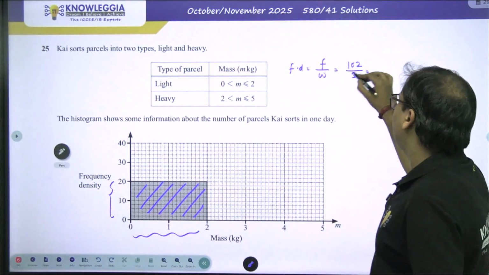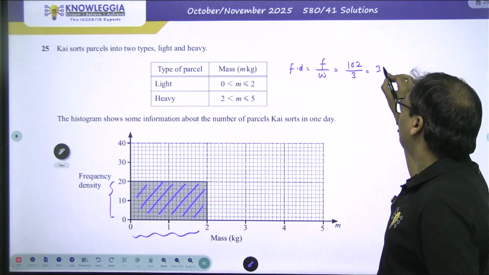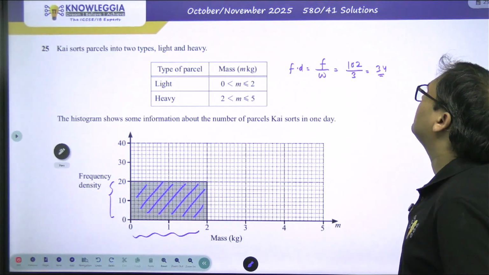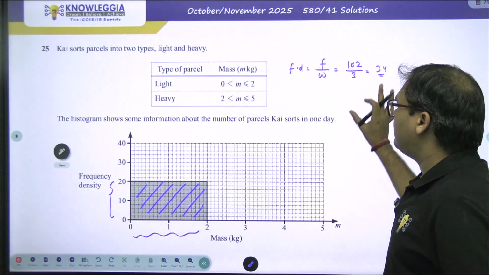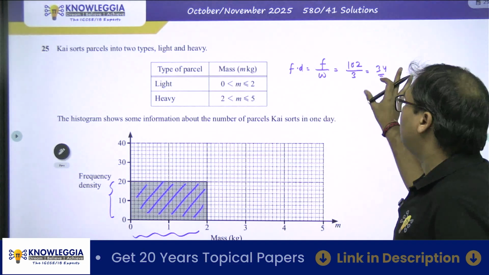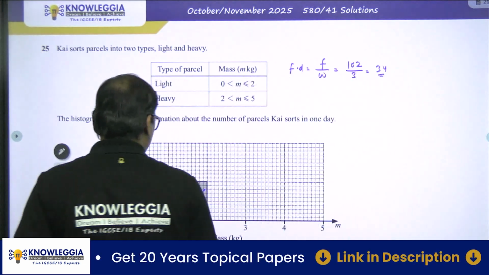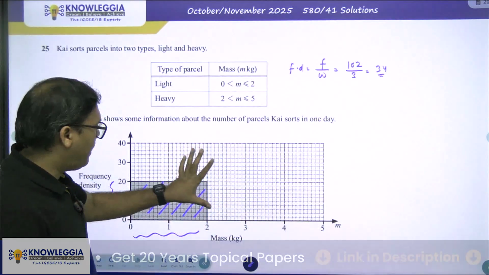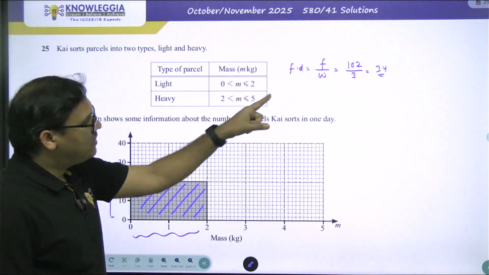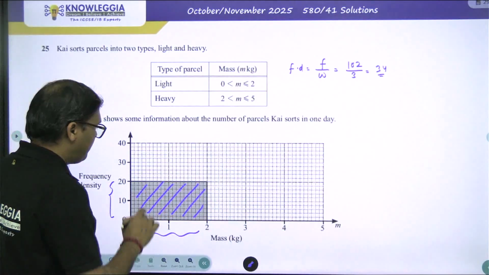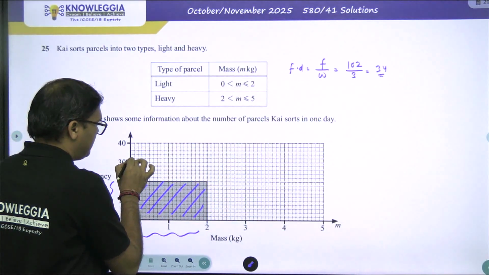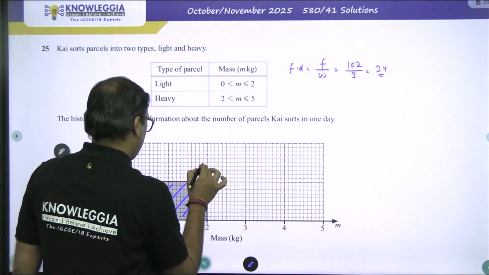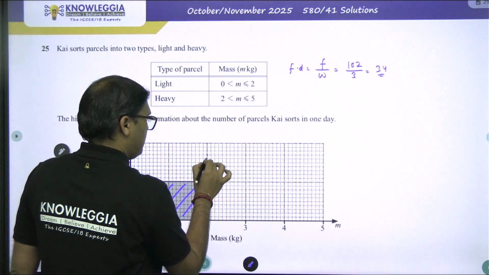So if I divide this, 102 by 3, this is 34. That means frequency density for the heavy parcels will be equal to 34. So I will just plot 34. You can clearly see from 2 to 5, we will mark a rectangle of height 34. What is the frequency density here? This is 34 from this.